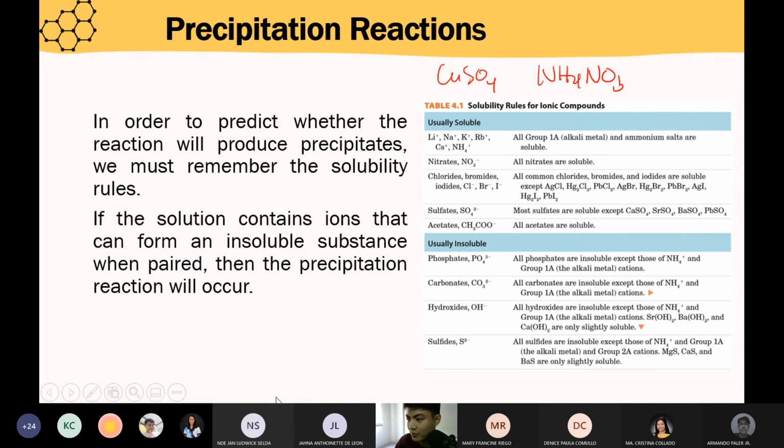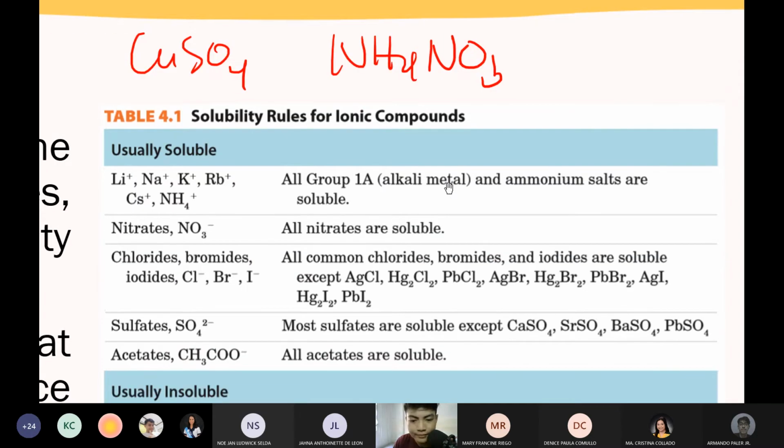So let's see if there's a precipitate. Copper sulfate, ammonium nitrate. Let's read ammonium first, because I know ammonium is soluble, right? Look, ammonium soluble, nitrate soluble. That means this is soluble. So, this is an entirely soluble substance.